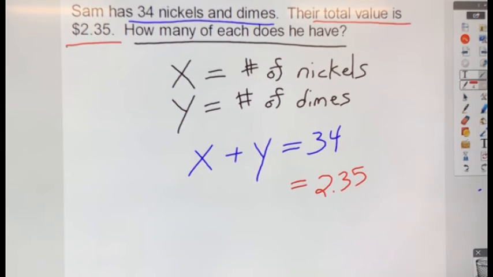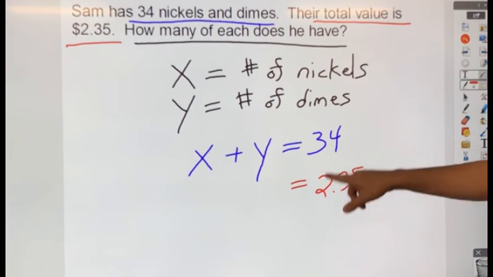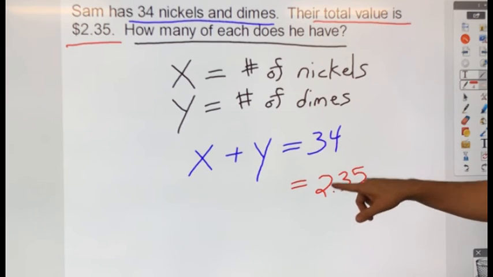It's 5x plus 25 for Y? No, we're close though. It has to be a decimal. We're talking about money here. Oh, 0.05. Okay, very good.